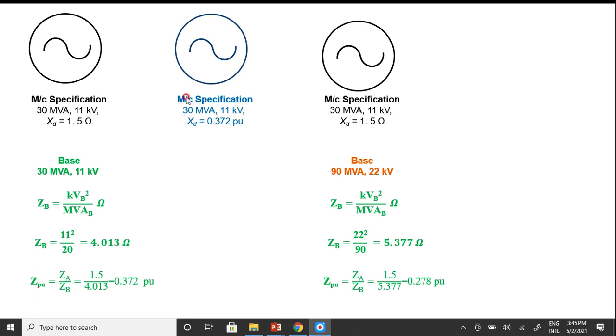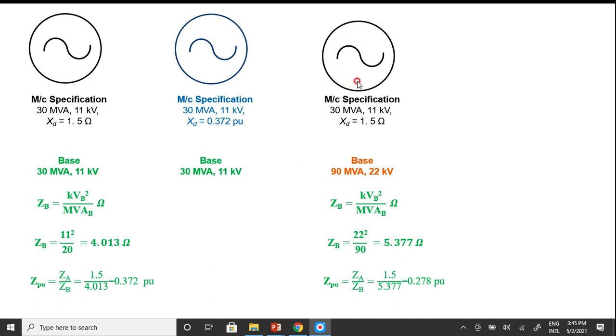That is, if the specification of the machine is given like this, then whatever per unit value is given here is based on the specification of the machine itself, that is 30 MVA and 11 kV. Therefore, the base quantity for 0.372 is 30 MVA and 11 kV.